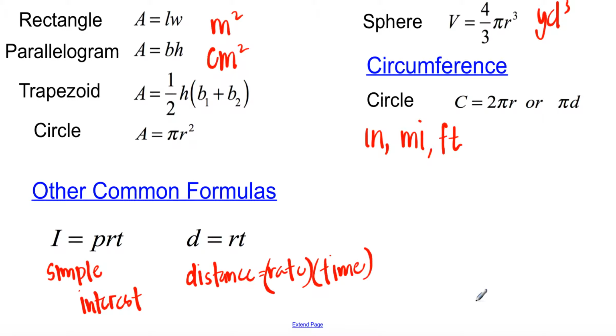All right, so time is obviously measured in seconds or minutes, hours, months. And the rate, when we talk about distance, we're talking about the speed. And over here on interest, we're going to talk about that rate in our first example.